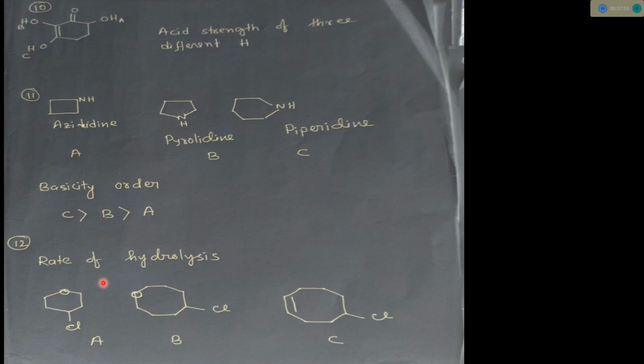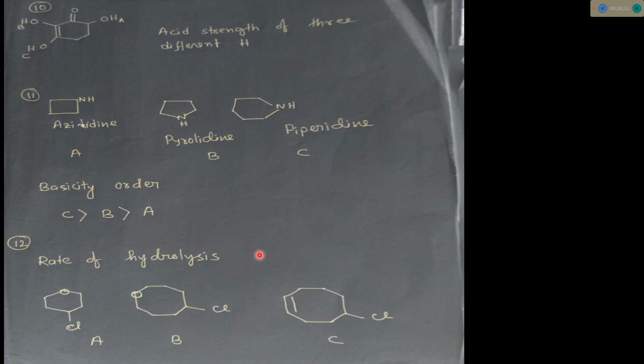Now, rate of hydrolysis. These three compounds are given. So in all of them, you can see an oxygen group is there. Here oxygen, here a double bond. So in all three of them, neighboring group participation is possible. This oxygen lone pair can attack these positions. This will leave. Then again the nucleophile, water, will attack this position.